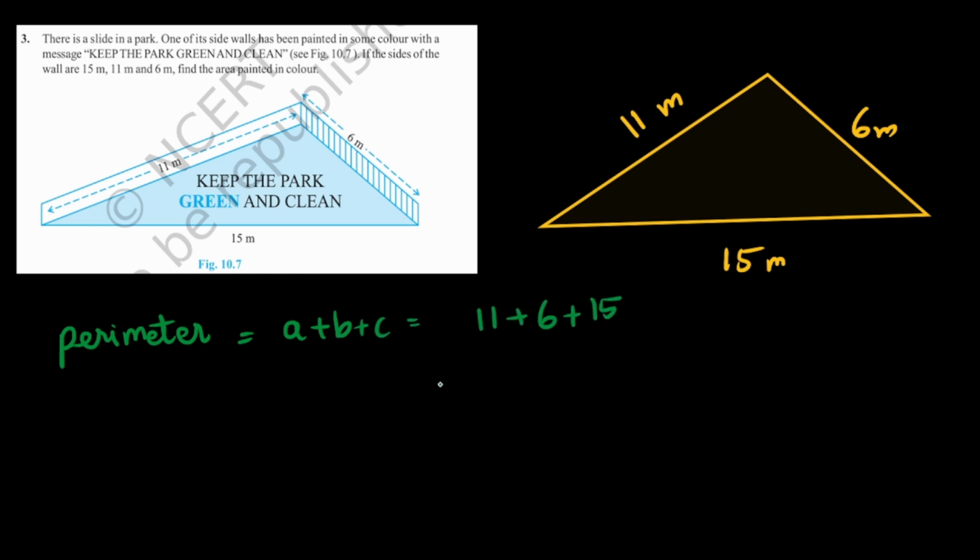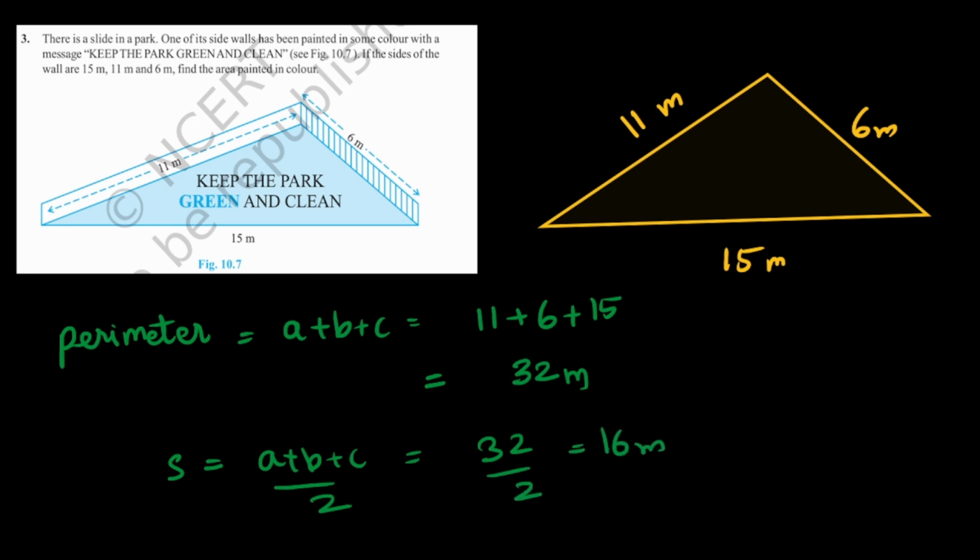Here they have given 11 meter, here they have given 6 meter, and here they have given 15 meter. So for that, what should we do? First, we should find the perimeter, right? So we'll find the perimeter, that is a plus b plus c, that is 11 plus 6 plus 15. When you add these three values, you will get 32 meter. Now you have to find the semi-perimeter, that is a plus b plus c divided by 2, that is 32 divided by 2, you have 16 meter. So we have found out the semi-perimeter, that is 16 meter.